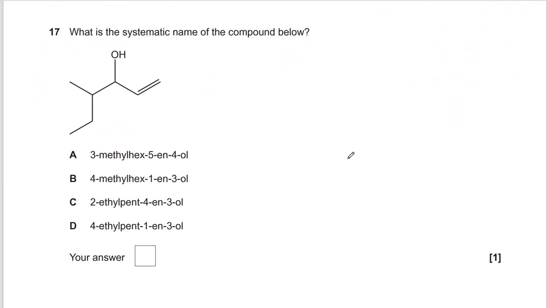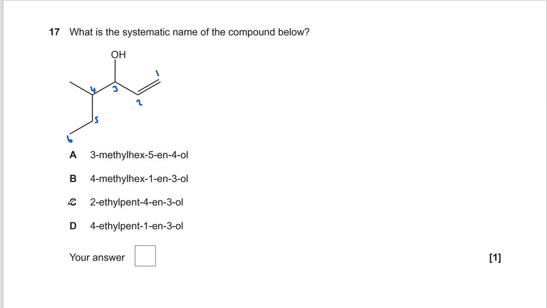Right. 17 then. Systematic name. These are very, very common questions. In order to get through these questions, every single time, first of all, you pick out the longest carbon chain. So let's go for the longest carbon chain. Let's start here. So carbon 1, carbon 2, carbon 3, carbon 4, carbon 5, carbon 6. So the answer is hex something.